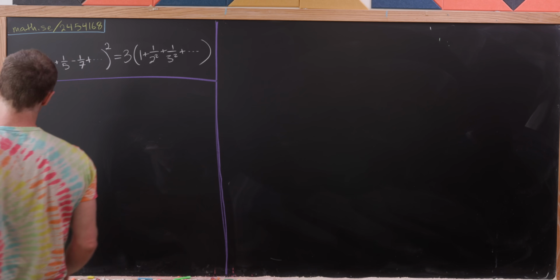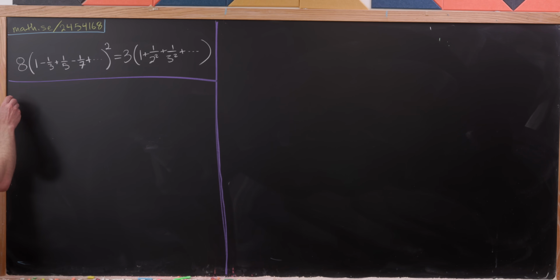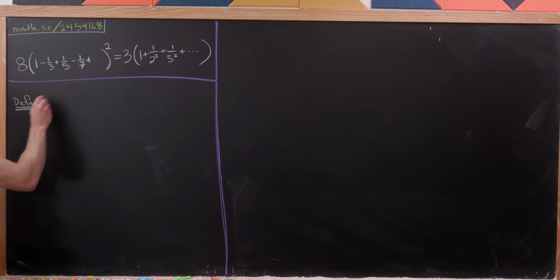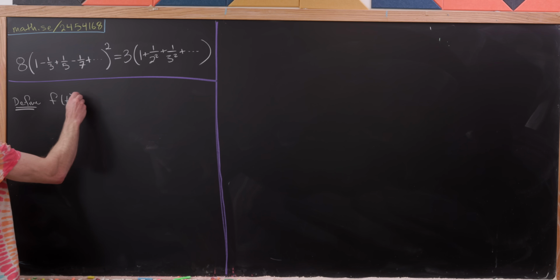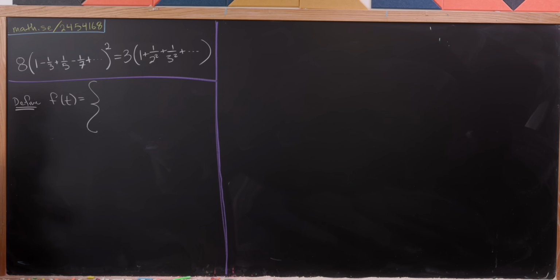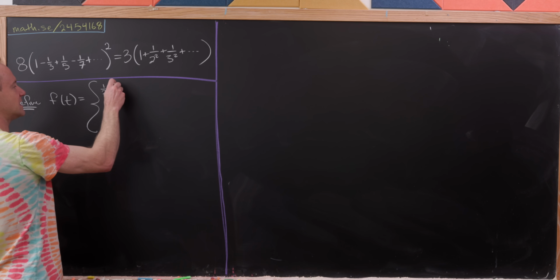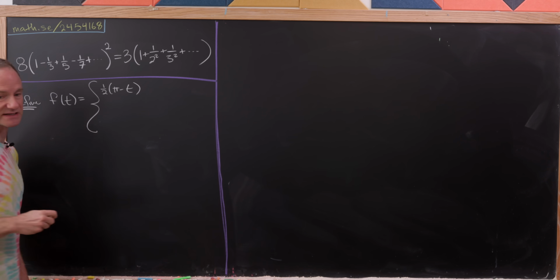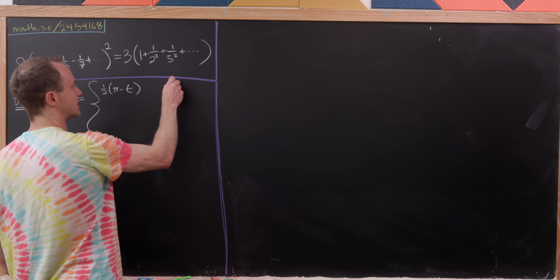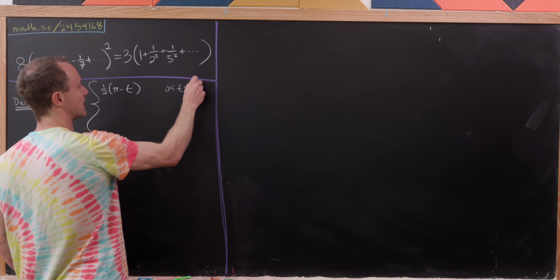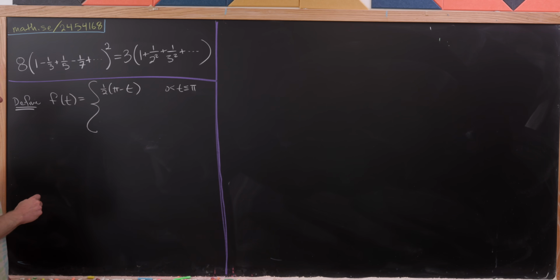So the first thing that we're going to do is define a certain function. And I should point out that I found this on the Math Stack Exchange. Okay, so let's define this function that we'll call f. And so f of t will be equal to, so it's piecewise defined. So it's going to be 1/2 times pi minus t. And so that's when t is between 0 and pi, not including 0.